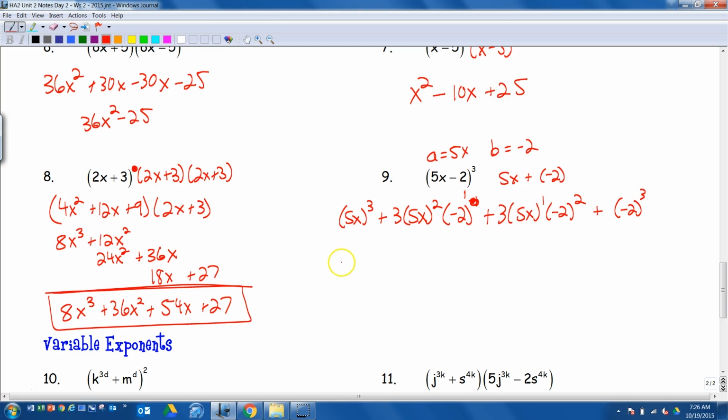Okay, so we get 125x cubed. You have to square this first. That would be 5 times 5 is 25 times 3 is 75. Oh, but I can't do that yet. It's 75 times 2 is 150. So it's negative 150x squared, because it's a negative 2.